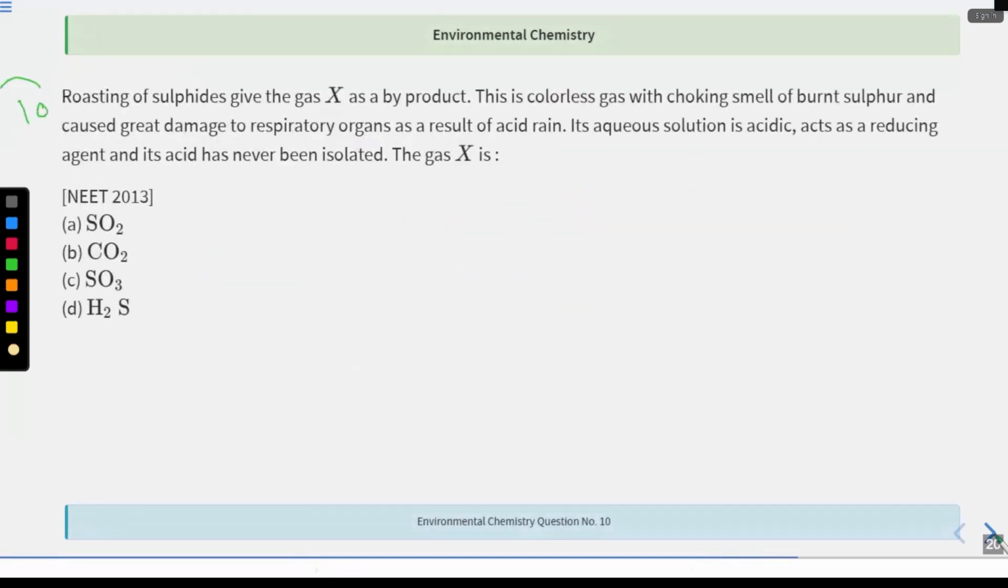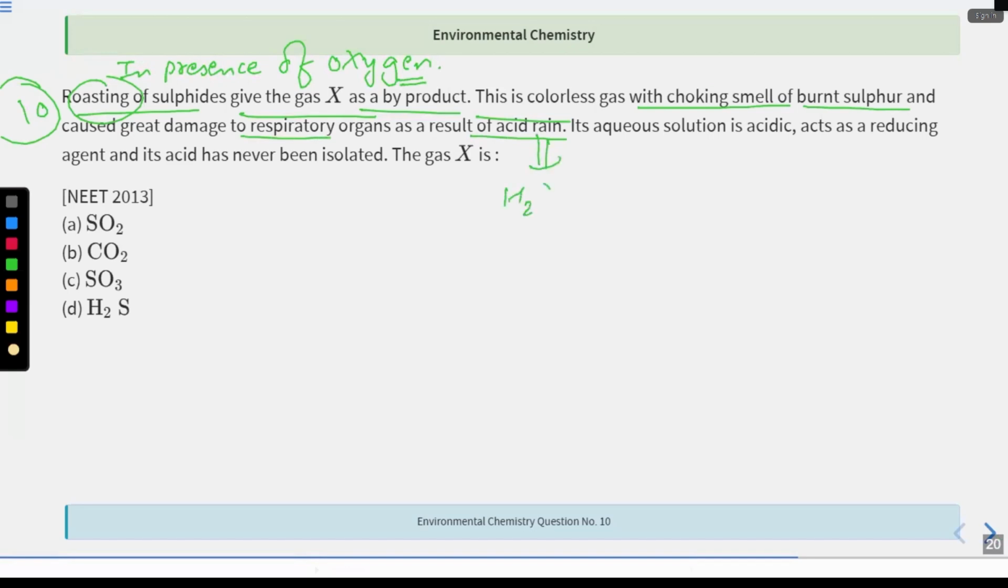Question number 10. Roasting of sulfides gives the gas X as byproduct. Roasting means in the presence of oxygen. This is a colorless gas with a choking smell of burnt sulfur and causes great damage to respiratory organs as a result of acid rain. So since they are talking about acid rain, it might be H2SO4.